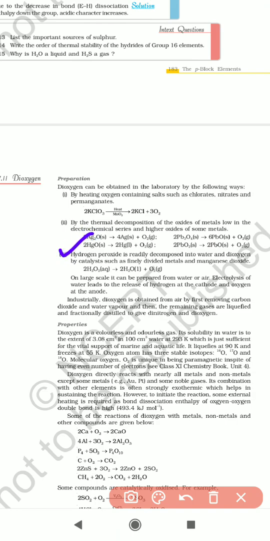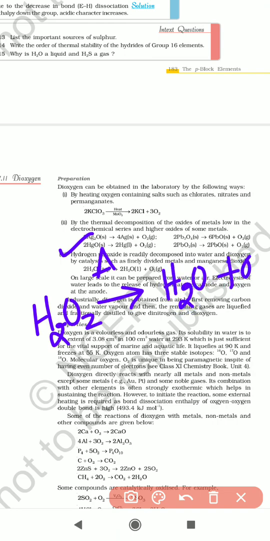So hydrogen peroxide, H2O2, if heat energy is applied, dissociates into water molecule plus oxygen gas. If you want to get a larger quantity of oxygen gas, we have to apply the hydrolysis method. So by hydrolysis of water, you are able to get a larger quantity of oxygen gas. Let us see that.